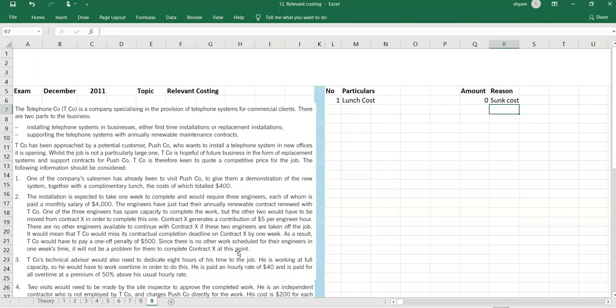So what's the concept here? See, this job will take 1 week's time, right? We have to miss the other contract. Only if we miss that other contract by 1 week can we do this contract in that 1 week. Thereafter, after 1 week, these guys are free, so we can move them to that work. So the relevant cost here is not 4,000, because it's a fixed salary. It's not for this contract. Anyway, they have to pay it. There is a contribution of $5 per hour, but the number of hours is not given.